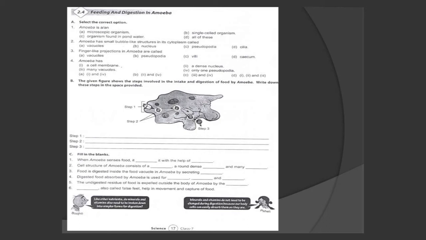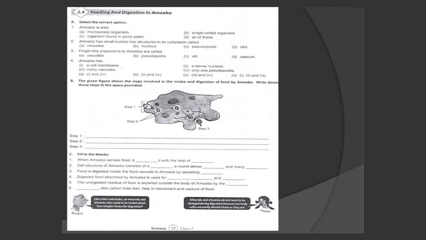Fourth one: amoeba has cell membrane, dense nucleus, many vacuoles, only one pseudopodia. Answer: amoeba has a cell membrane, a nucleus, and vacuoles, but only one pseudopodia is wrong. It has many pseudopodia. So the answer is option D, 1, 2 and 3. It has a cell membrane, dense nucleus, many vacuoles. I hope you understand.